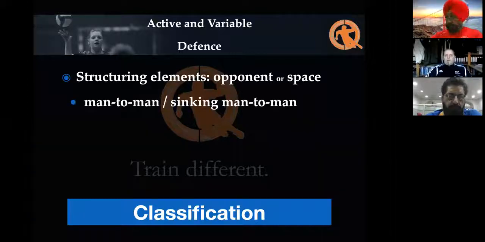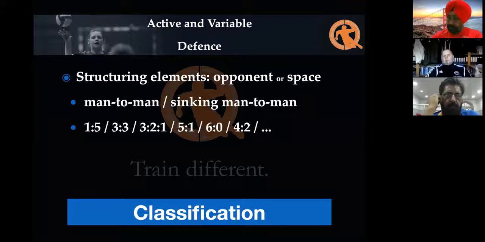So as you remember, the structuring elements we traditionally use to differentiate between different defense systems are opponent or space orientated. So man-to-man and sinking man-to-man, those are the variations of opponent-orientated defense, whereas the 1-5-3-3 and so on, zone defense systems, they are space-structured variations of defense.